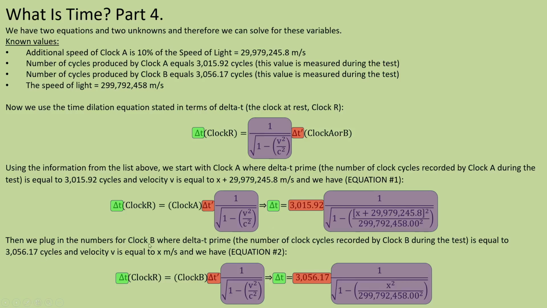Then we plug in the numbers for clock B, where delta t prime, the number of clock cycles recorded by clock B during the test, is equal to 3056.17 cycles, and velocity v is equal to x meters per second, which is the speed of the spaceship. So here again we have the same equation, with clock R producing some number of clock cycles given by the number of cycles produced by clock B times the Lorentz factor. So we have delta t equals 3056.17 times the Lorentz factor, where here we use the speed of the spaceship for clock B for the velocity, and we plug in the speed of light for c. And then we have our two equations.